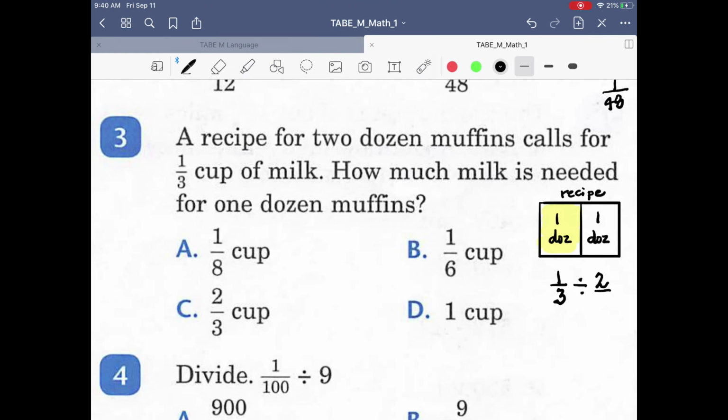Put your 1 under there. 1/3 times the reciprocal, 1/2, is going to give me 1/6. So if you divide that recipe into 2 equal parts, 1 dozen muffins needs 1/6 of a cup of milk.